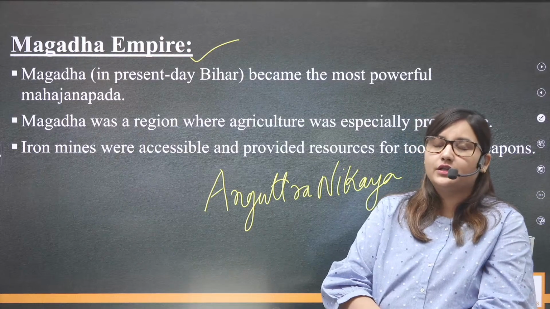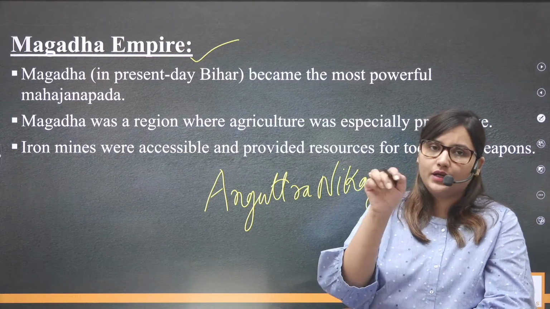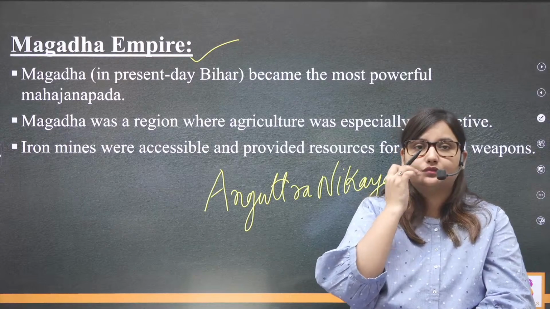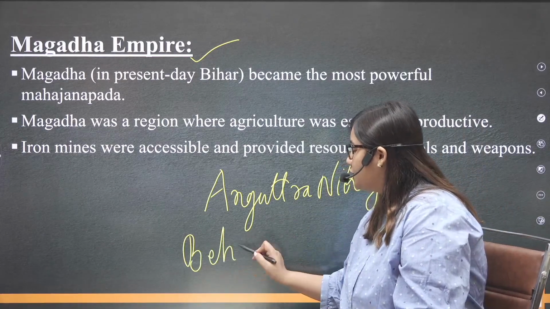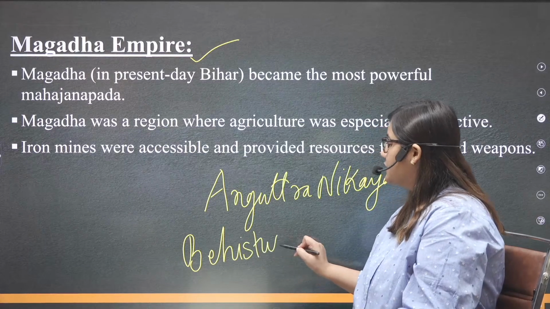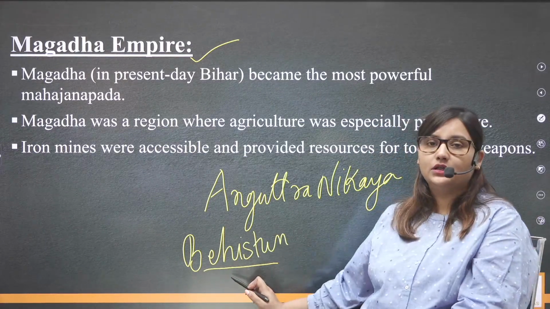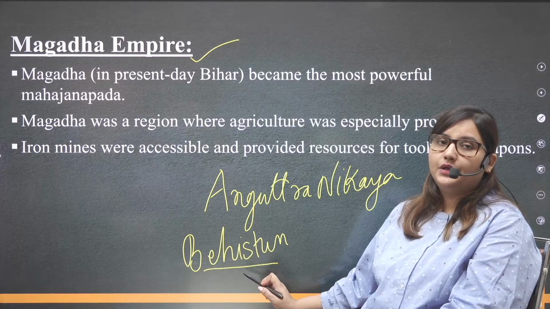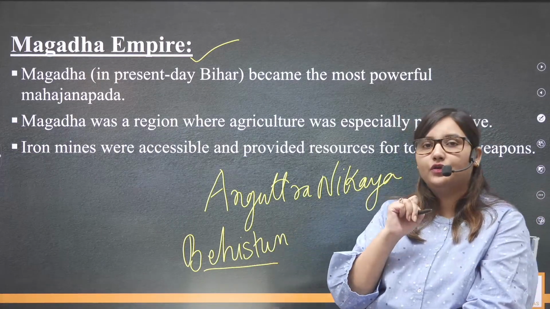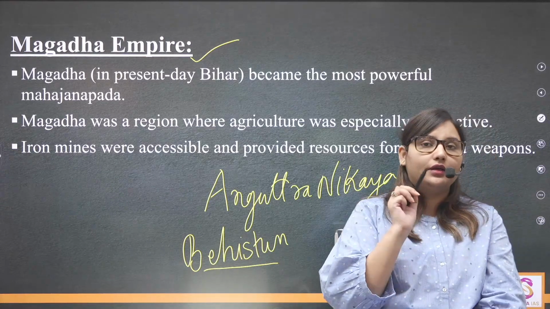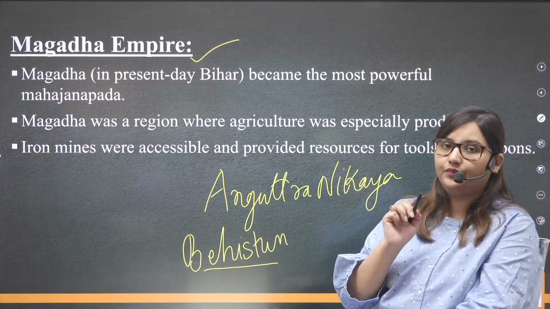Next point, it is a very important point. It's a star. Make a star. Behustin inscription. This is the spelling: B-E-H-I-S-T-U-N. Behustin inscription of Achaemenid Emperor Darius.